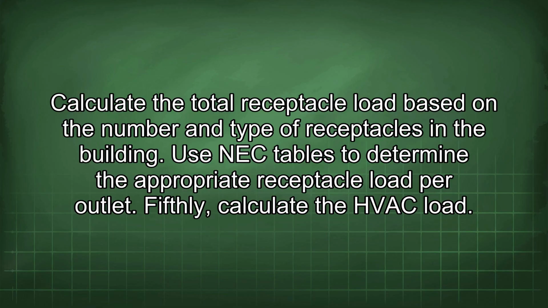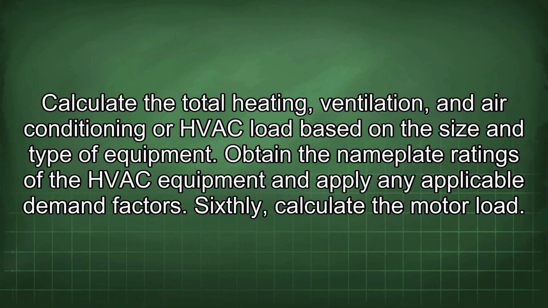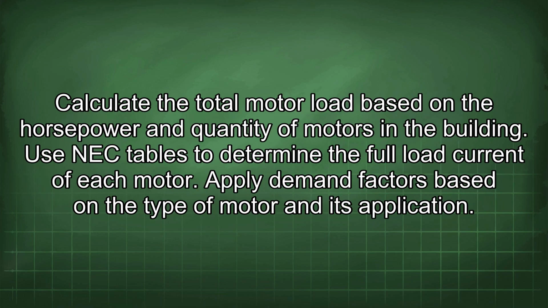Fifthly, calculate the HVAC load. Calculate the total heating, ventilation, and air conditioning, or HVAC, load based on the size and type of equipment. Obtain the nameplate ratings of the HVAC equipment and apply any applicable demand factors. Sixthly, calculate the motor load. Calculate the total motor load based on the horsepower and quantity of motors in a building. Use NEC tables to determine the full load current of each motor. Apply demand factors based on the type of motor and its application.